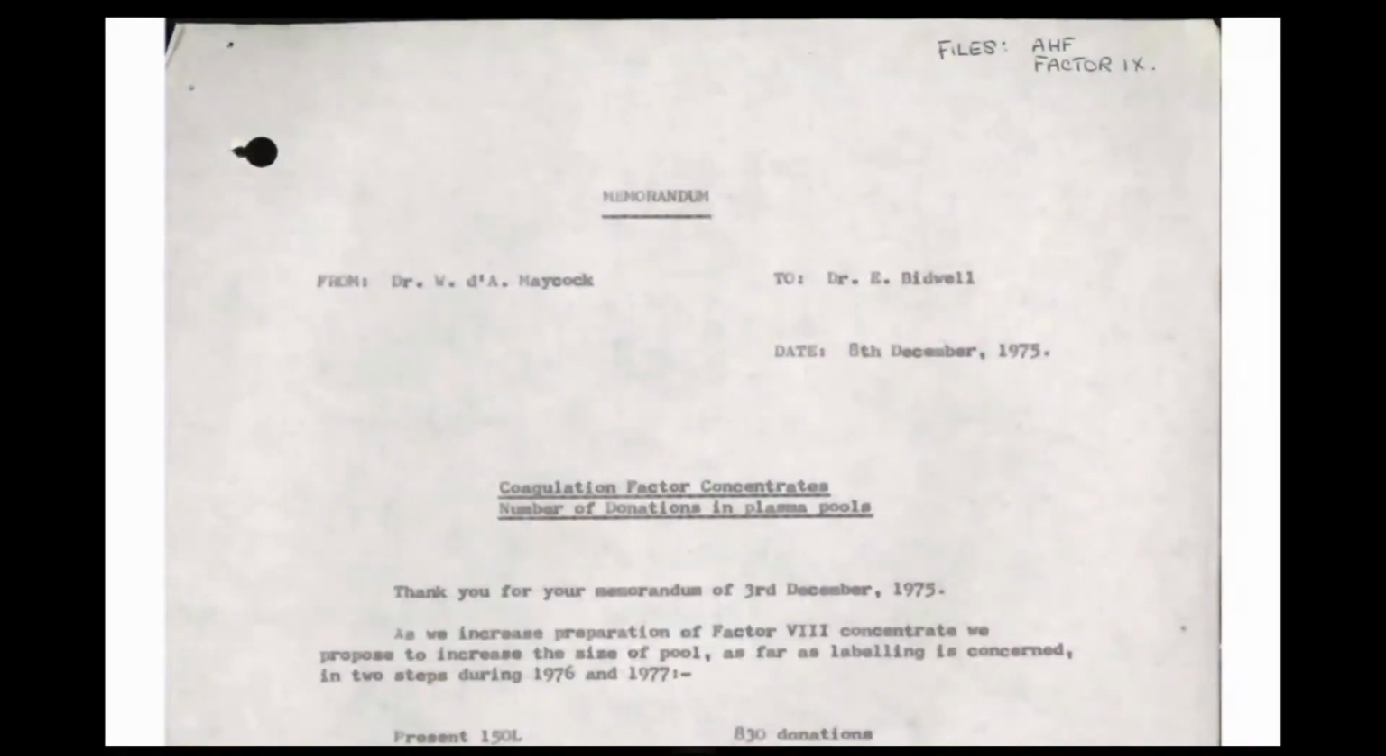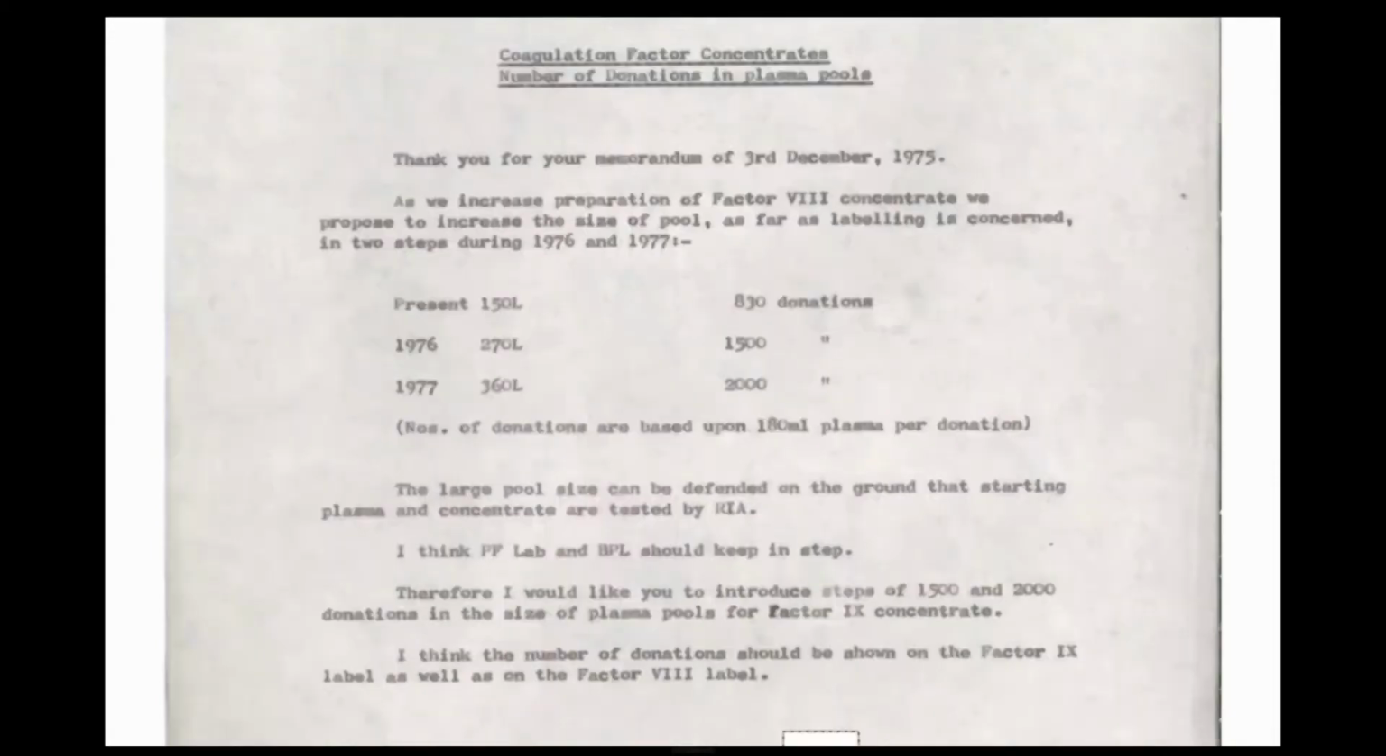Then, Sally, if we could go, please, to BPLL 303721. This is Dr. Maycock's memorandum of the 8th of December 1975, which we went to earlier. I highlighted earlier that the present pool size was given as 830 donations, 150 litres, and the plan was to increase that pool size. If we could go down, please, Sally. To 270 litres and then 360 litres.